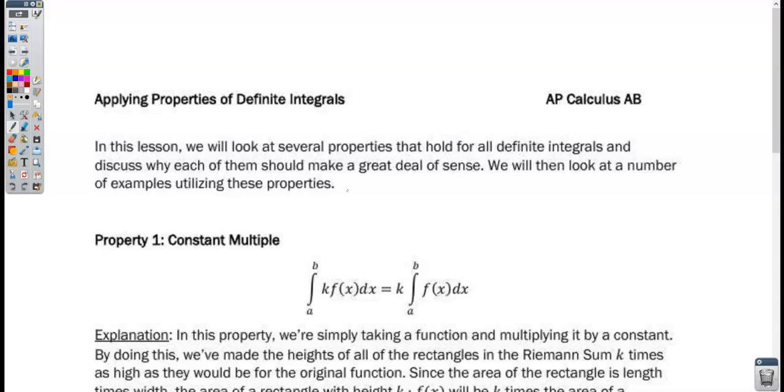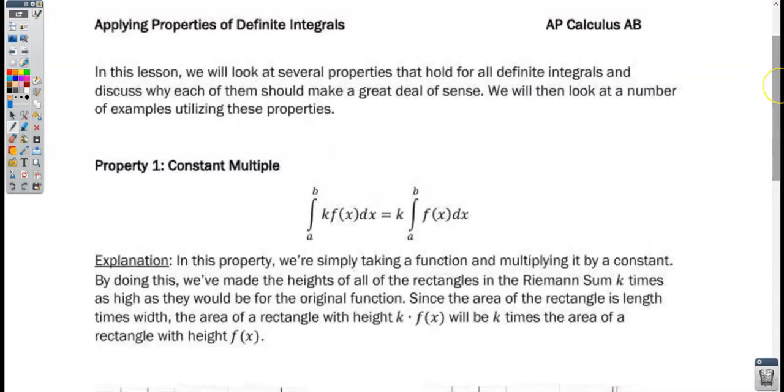So our first property, the constant multiple property, says that if we take the integral from a to b of a constant multiple times some function, then we can factor the constant multiple out of the integral, and it's equal to the constant multiple times the integral from a to b of f of x dx. You should recognize this concept. We had a constant multiple rule for limits. We had a constant multiple rule for derivatives. We also have a constant multiple rule for integrals.